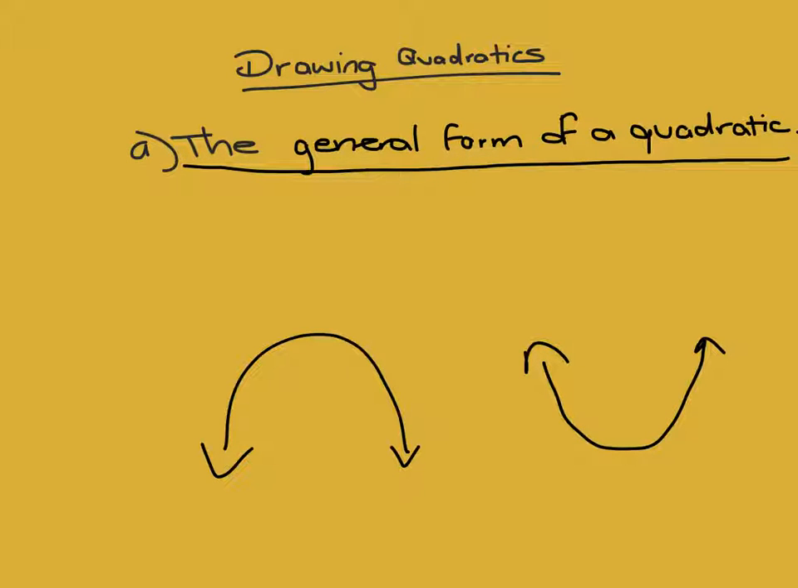Hi Year 10s. So our first learning intention is drawing quadratics using a table of values. But before we start drawing them, what even are they? So the general form of a quadratic is something that looks like this.